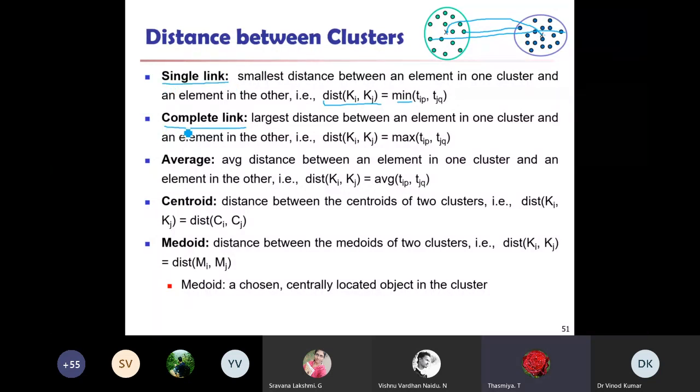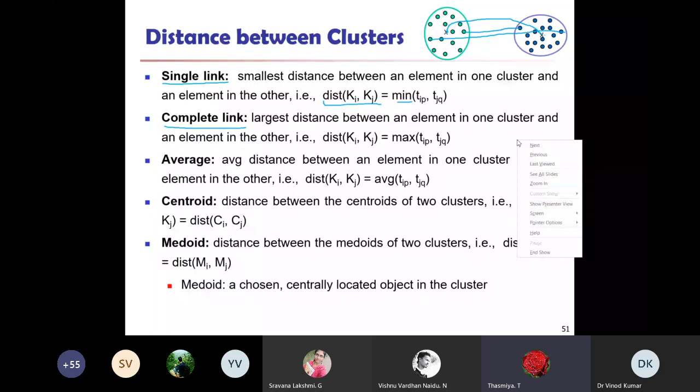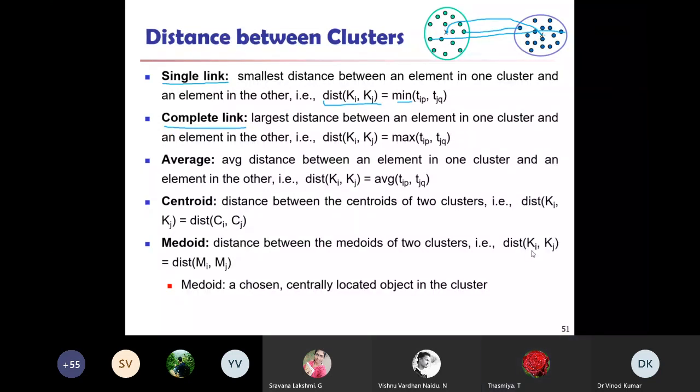Sir, your mic is muted, sir. Please check, sir. Your mic is muted. Sir, not audible, sir. Hello, sir, not audible.